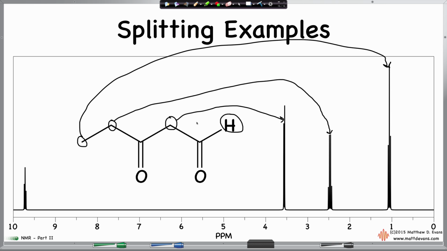And with no neighbors, excuse me, they do have a neighbor. So these 2 hydrogens have 1 neighbor. That's this hydrogen that's attached to this carbon. We predict that the signal for this methylene group is going to be a doublet. That's exactly what it is, a doublet.